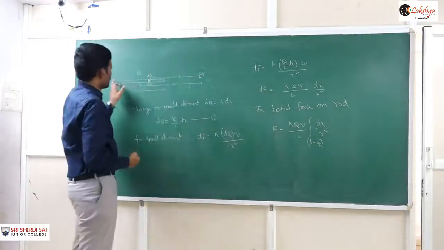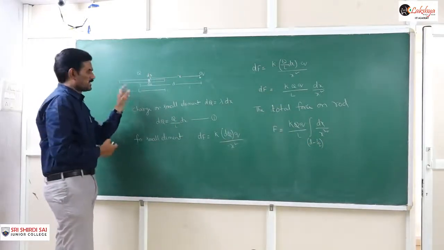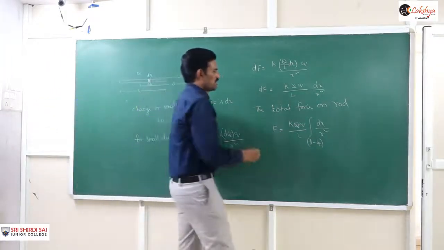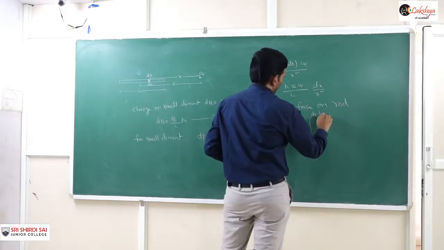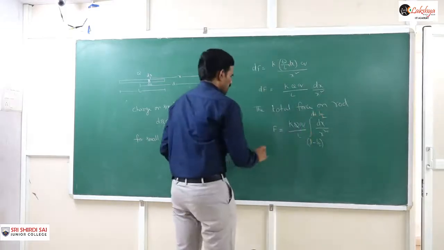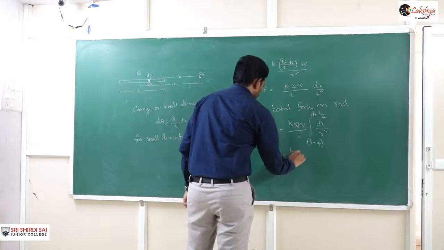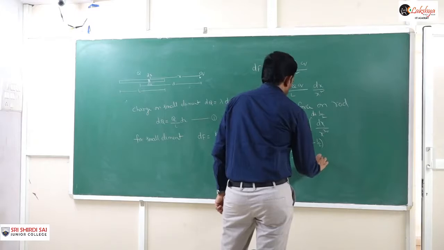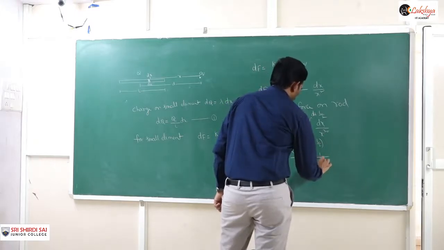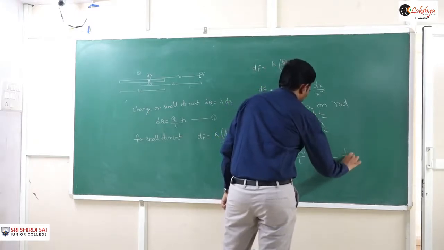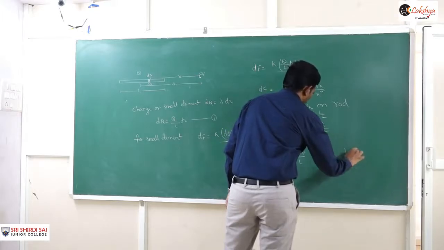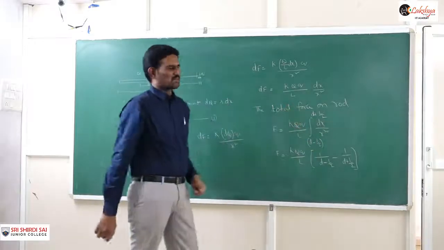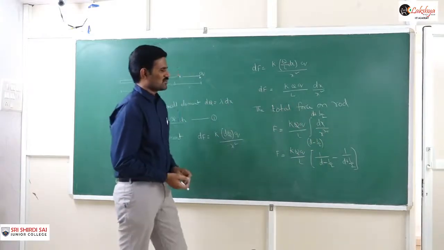And the upper limit is nothing but this end. That end is nothing but d, up to here it is d plus L by 2. So d plus L by 2 we need to write here. That is the upper limit. Just integrate and simplify this, you will get the expression for the force acting on it. So the integration of 1 by x square is nothing but minus 1 by x. So after substituting the limits, you will get 1 by d minus L by 2 minus 1 by d plus L by 2.